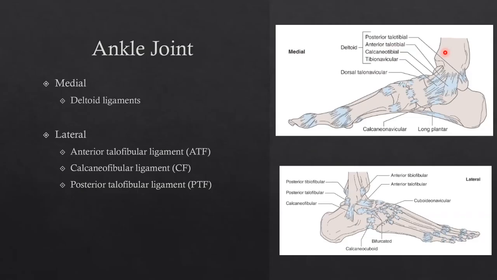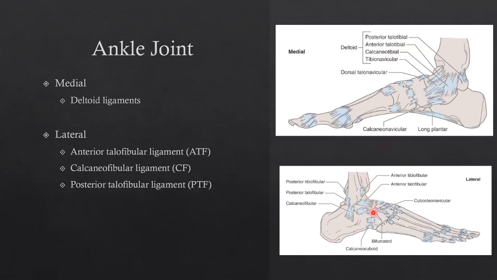We have our calcaneal tibial ligament. We have our tibio-navicular ligament. All of these ligaments are comprised into one ligament region, and this will be referred to as the deltoid ligaments. So each one of these ligaments will be categorized as a deltoid ligament. Just know that our deltoid ligaments are located on the medial aspect of our ankle.